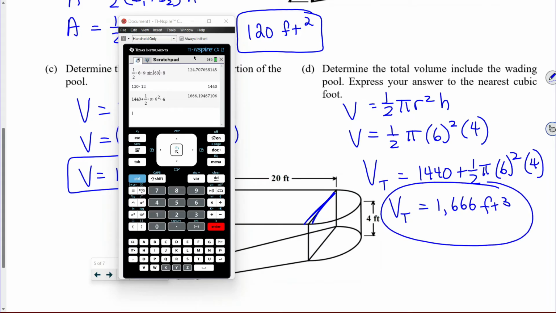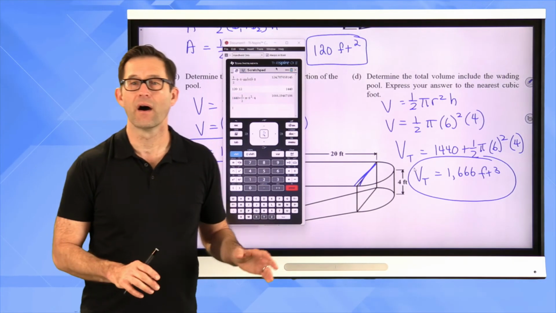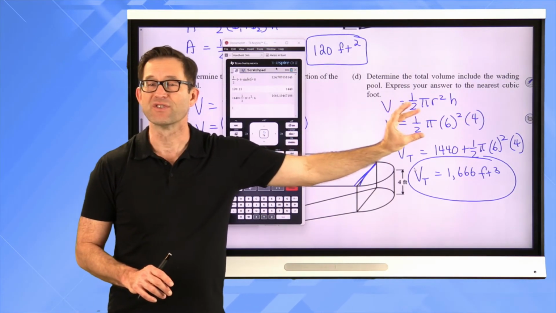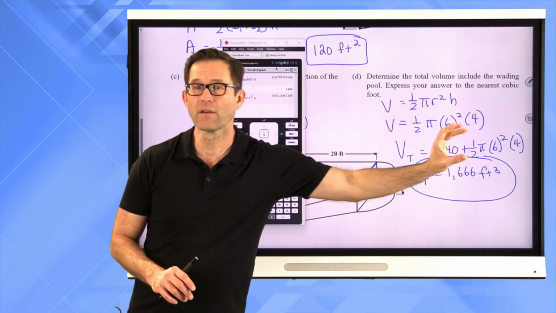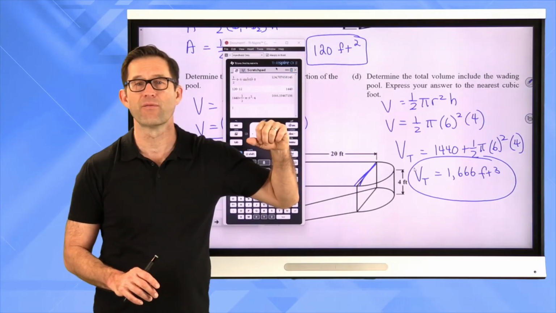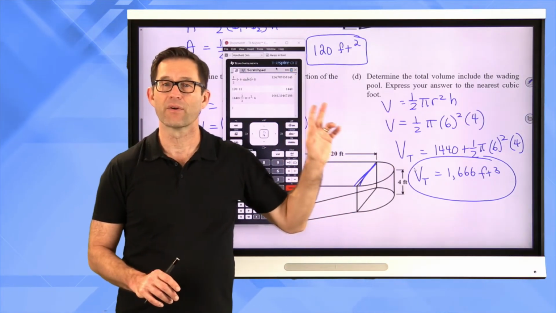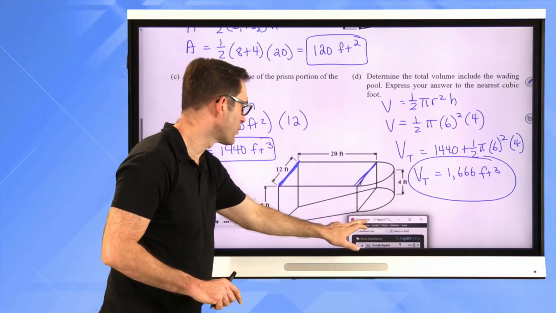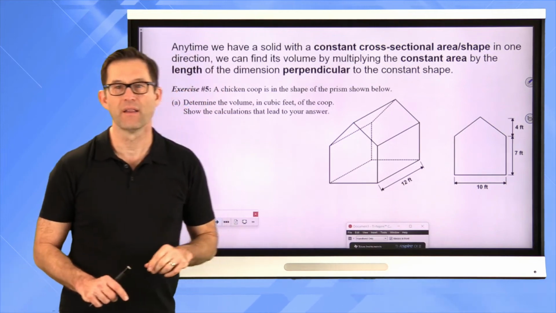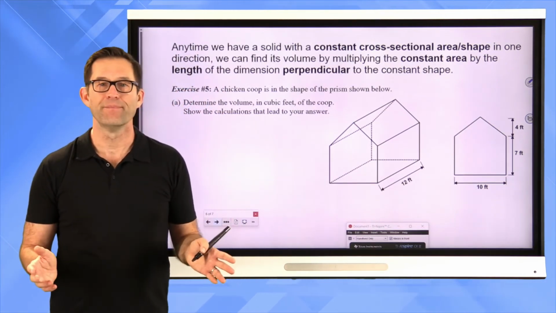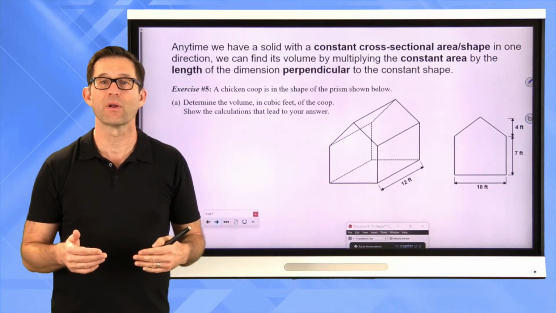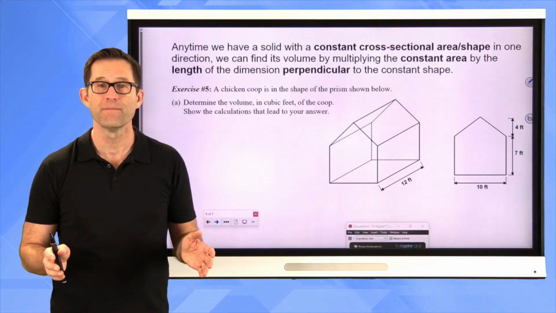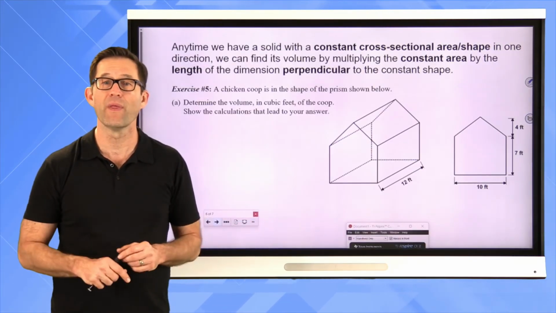cubic feet. And again, when I can, I like to avoid writing out whatever messy answer that's going to be. I'd rather just take that expression, write down my final expression for the total volume, since I already knew the 1440, and then let the calculator do the hard part. All right, nice compound shape, multiple solids in there. Now anytime we have a solid with a constant cross-sectional area or shape in one direction, we can find its volume by multiplying the constant area by the length of the dimension perpendicular to that constant shape.